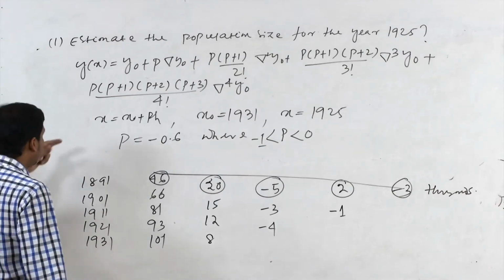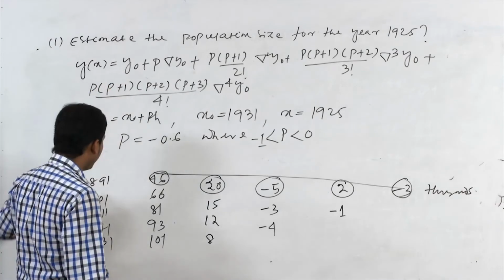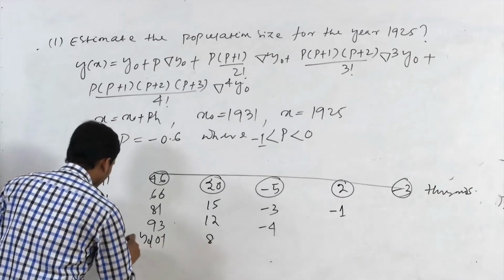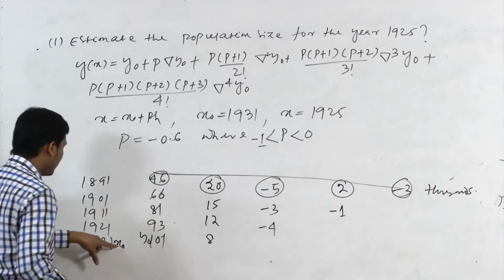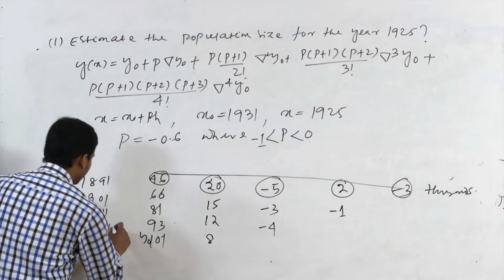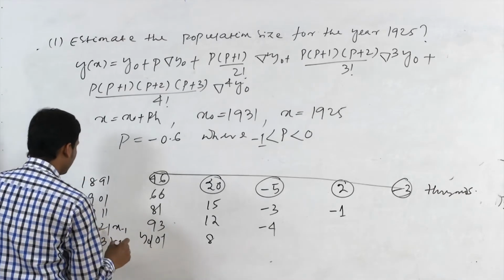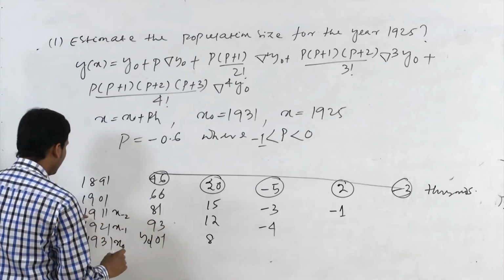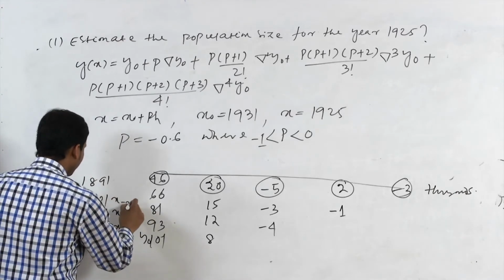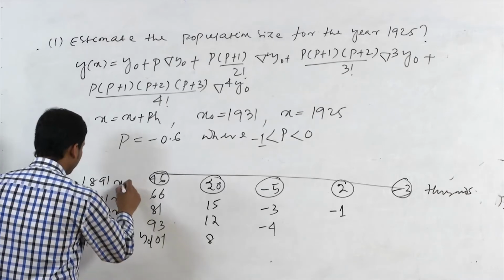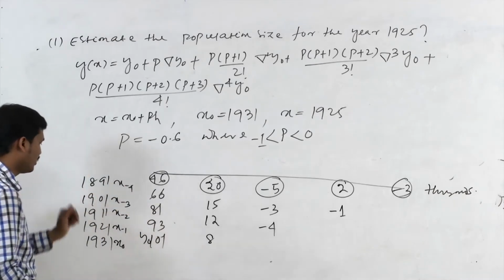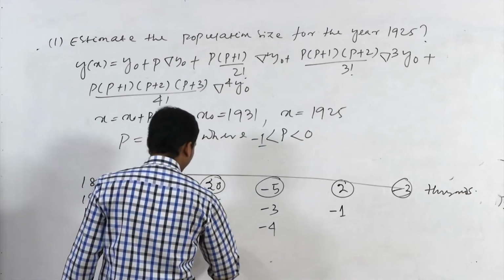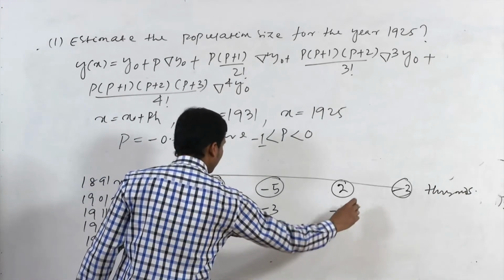Now we can put in these values, where y0 is starting here. So x0 can be considered as 1931, x of minus 1 as 1921, x of minus 2 as 1911, x of minus 3 as 1901, and x of minus 4 as this value here. And for the relative values we can use 101, 8, minus 4, minus 1 and minus 3.